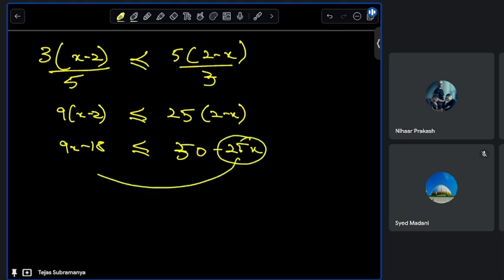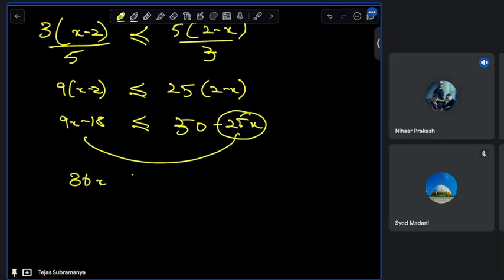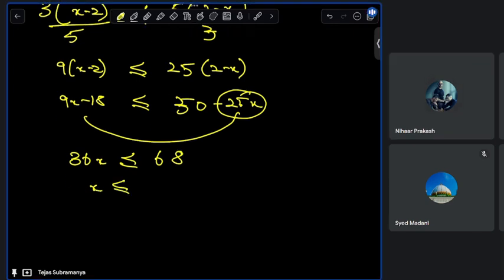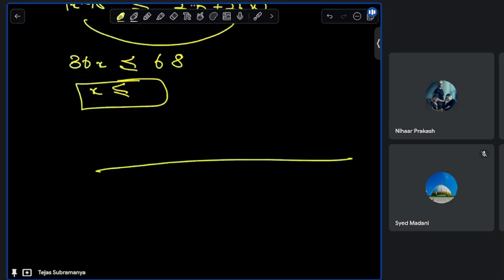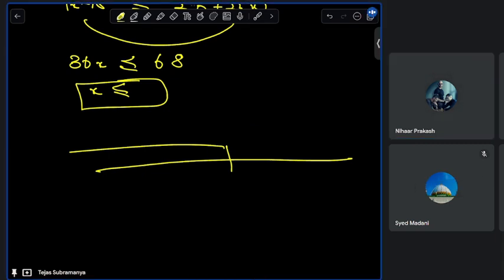Bring the 25x to the left hand side. x should be positive, no? Correct. So 36x. And 50 plus 18 gives you 68. Divide by this, you'll get some answer in points. So x is lesser than or equal to whatever number. That's all. So this chapter is an easy chapter.